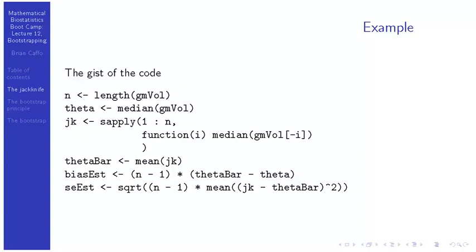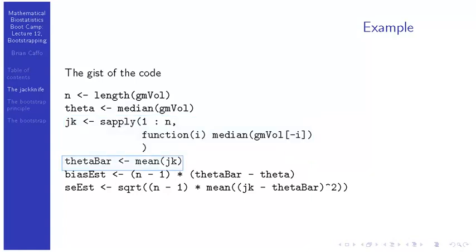So, for example, the gist of the code to do this: you don't actually have to execute the code, I'll show you in a page how to do it, but you could do it in any language, not just R. You just have to figure out how to delete observations one at a time. Let n be the number of observations we have. Theta hat is the median of these gray matter volumes. And then the jackknife estimates are the median that I obtain each time where I delete the ith observation, and this sapply function is exactly that.